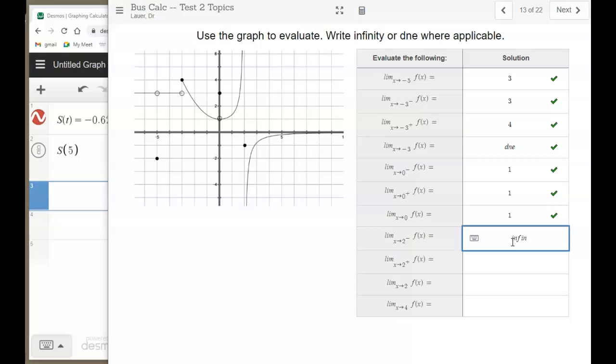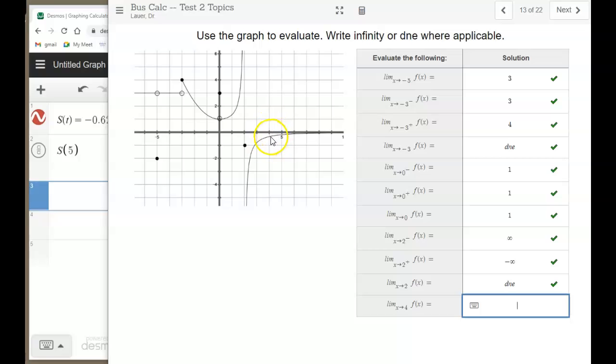Spelling it correctly would be helpful. And you can see it says to write infinity or does not exist where applicable. I could copy and paste this because the next one's also going to be some kind of infinity. But to the right, see, it's going down, so this would be a negative infinity. The limit as x goes to 2 can't exist. For one thing, I couldn't even put infinity here because these are two different ones. There's a big gap in the graph. The limit doesn't exist.